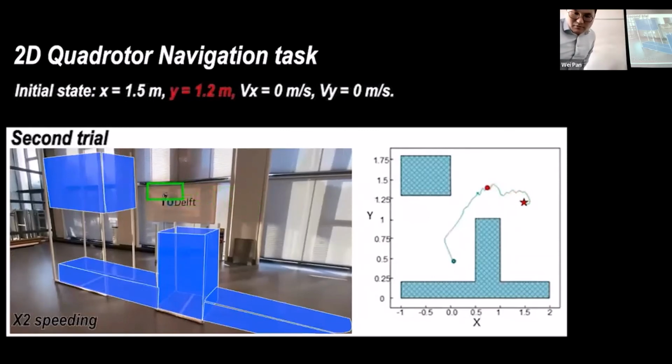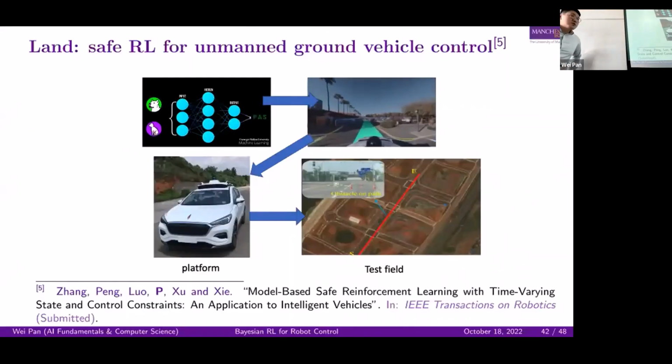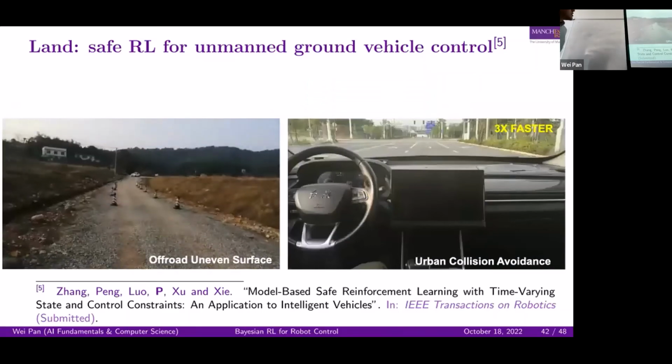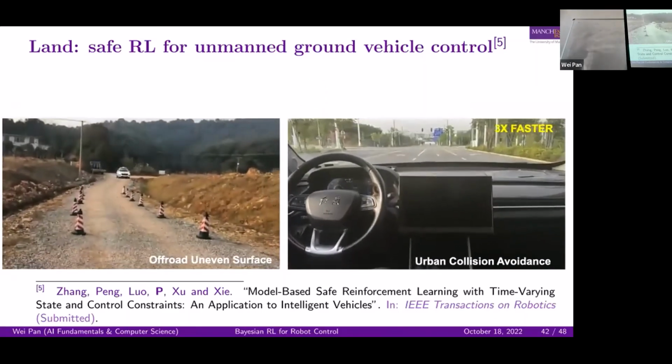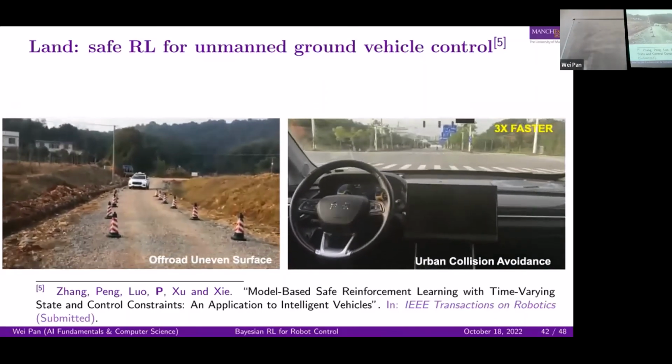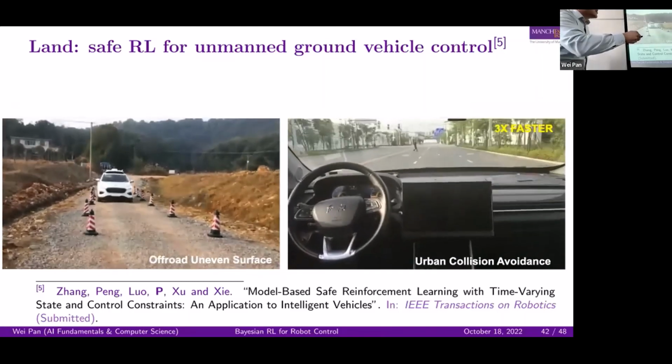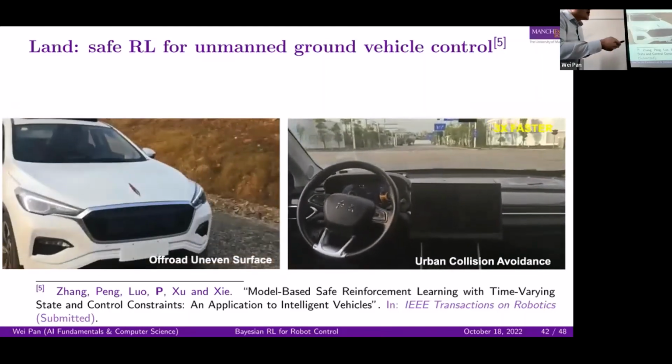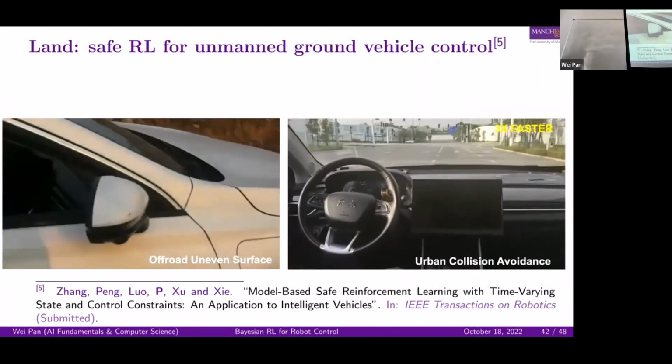Yeah, there we go. And the next, we also try on the autonomous driving application, which is safe reinforcement learning for UGV control. So we want to design an end-to-end algorithm to drive a car in different scenarios. So let's see the demo. We try on the off-road uneven surface, and also you can see that there is an obstacle here. So try to avoid the obstacle and go smoothly in the urban area.